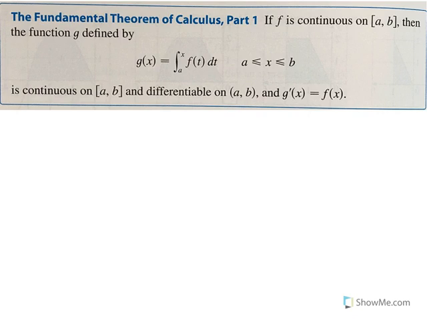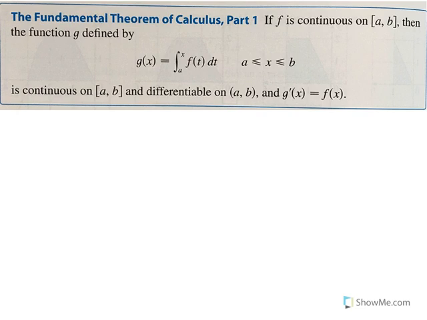Okay, so you can kind of read this at the top. It says if f is continuous, we're assuming f is a function. If f is continuous on a closed interval from a to b, then the function g that's defined by g of x equals the integral from a to x of f of t dt, where a is less than or equal to x is less than or equal to b, is continuous on [a, b] and differentiable on (a, b), the open interval from a to b, and g prime of x is equal to f of x.